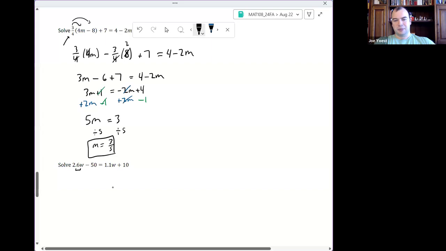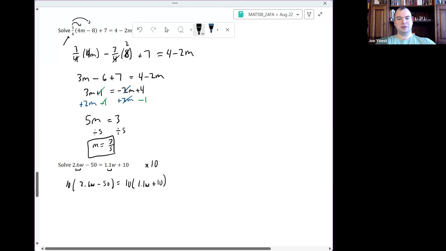I note that everywhere I see a decimal, it only has one decimal place to the right. So if I multiply 2.6 by 10, I get 26, a whole number. If I multiply 1.1 by 10, I get 11, a whole number. So if I were to multiply this equation on both sides by 10, I would get 10 times 2.6w minus 50 equals 10 times 1.1w plus 10.